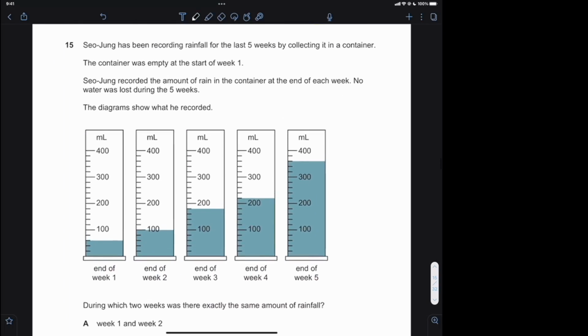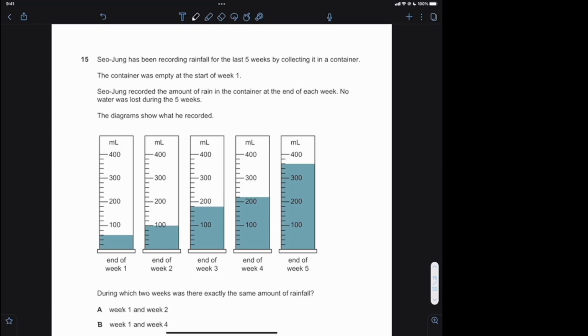Question 15. Seojung has been recording rainfall for the last 5 weeks by collecting it in a container. The container was empty at the start of week 1.